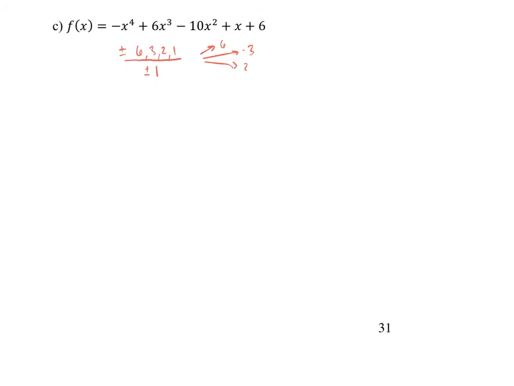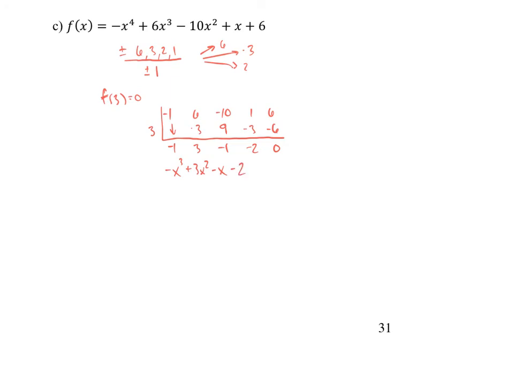Just determine one of the roots. Well, I've determined that f of 3 is 0. So I'm going to be able to factor that out. I choose to use synthetic division because it's pretty quick. All right. But now, when I'm done with this, I have -x cubed plus 3x squared minus x minus 2.